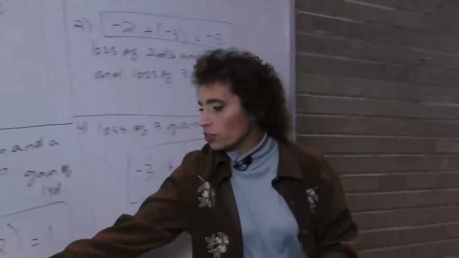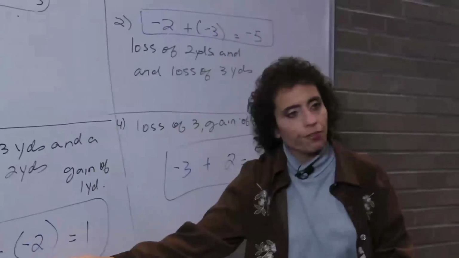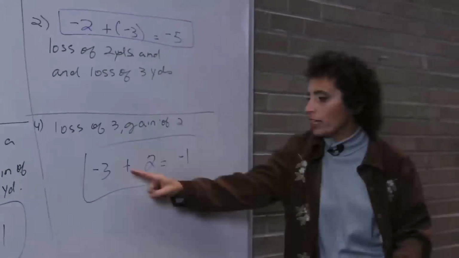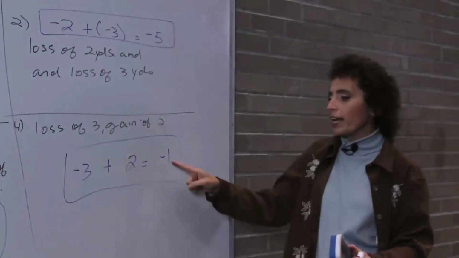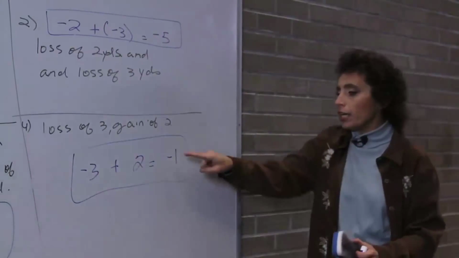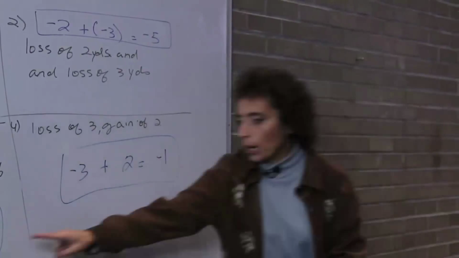Here, the signs are different. Notice the signs are different, and I subtracted the numbers. 3 minus 2 is 1. Same thing here, I subtracted the numbers. But here I got negative 1. I disregarded the sign and subtracted the numbers. Here I got negative 1. Here I got positive 1.